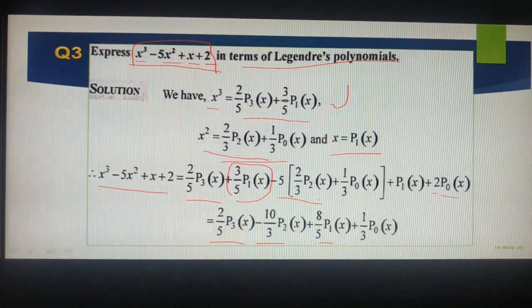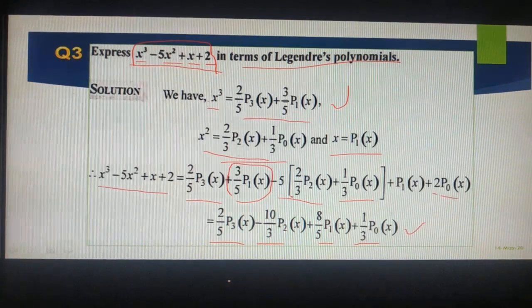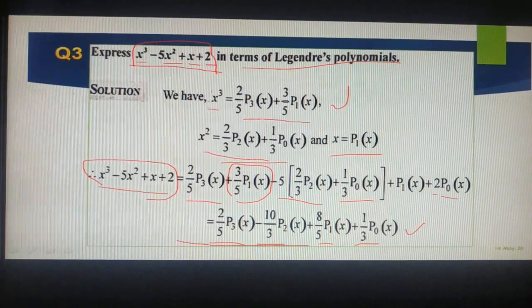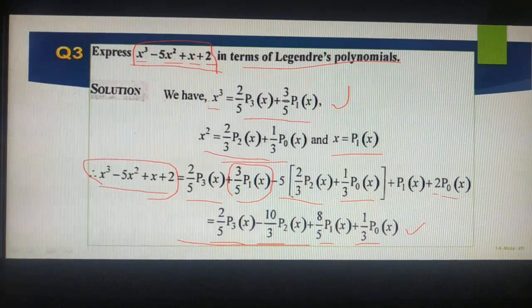So likewise, like terms we have to write at one place. Next, P naught, how many P naughts are there? Here one is there. So this is minus 5 by 3 P naught of x plus 2 P naught of x. So minus 5 by 3 plus 2 will be plus 1 by 3 P naught of x. So the entire polynomial you can easily write in terms of Legendre polynomials, if you have already expressed 1, x, x square, x cube in terms of Legendre polynomials. That is very important.